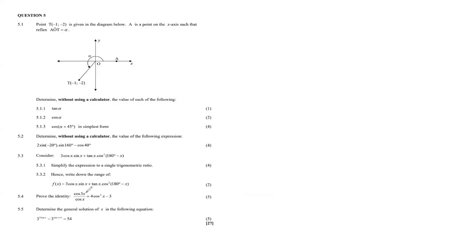It says determine without using a calculator the value of the following expression. We have 2 sine negative 20 degrees, sine 160, and then minus cos 40 degrees. Now we know sine of a negative angle is negative, so we have negative 2 sine 20 degrees, and then this can be written in the form of a reduction formula as 180 minus 20 degrees. So we just want to make sure that we are working with one angle there.